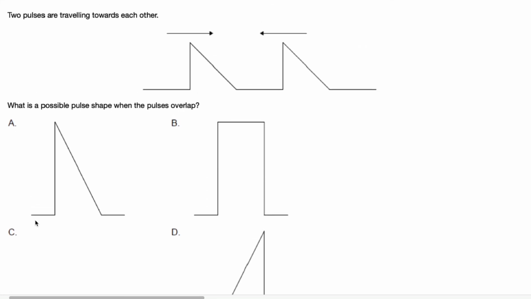Two pulses are traveling towards each other. What is the possible pulse shape when the pulses overlap? So it is A. This is very simple.